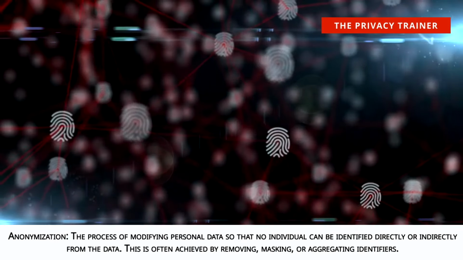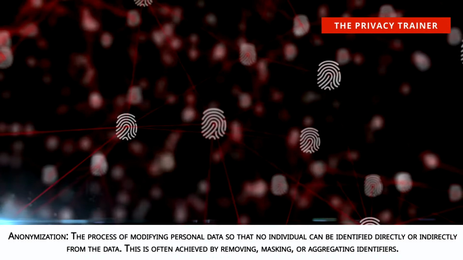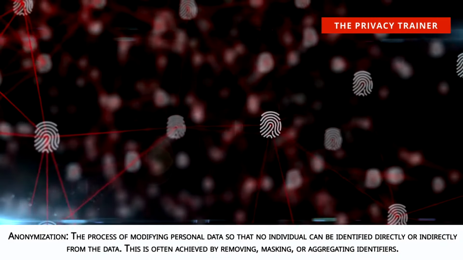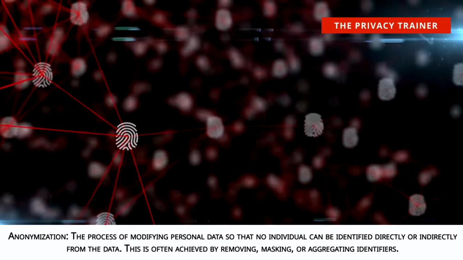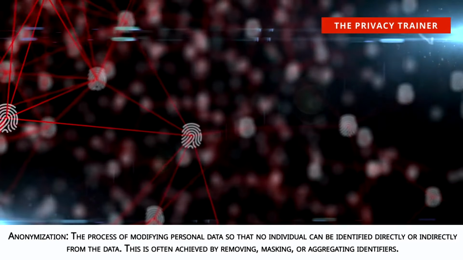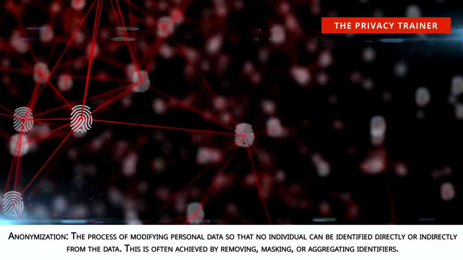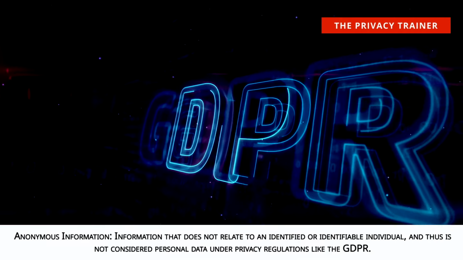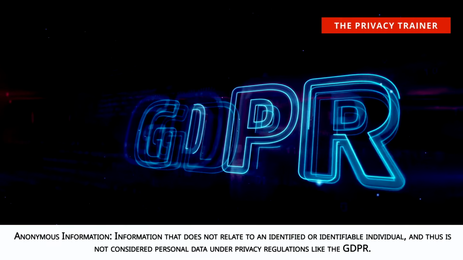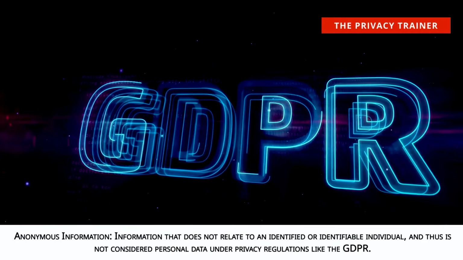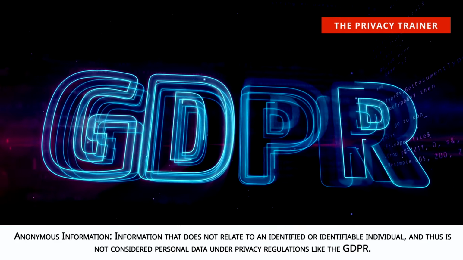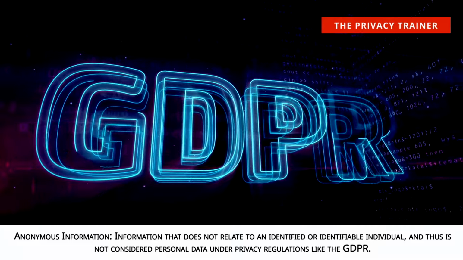Anonymization. The process of modifying personal data so that no individual can be identified directly or indirectly from the data. This is often achieved by removing, masking, or aggregating identifiers. Anonymous information. Information that does not relate to an identified or identifiable individual, and thus is not considered personal data under privacy regulations like the GDPR.